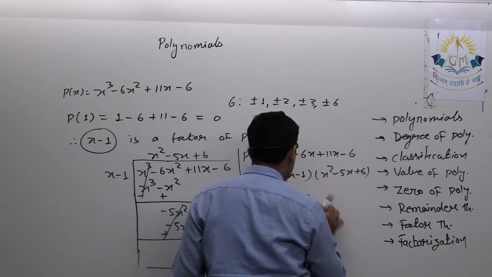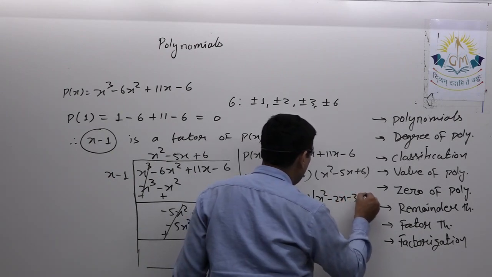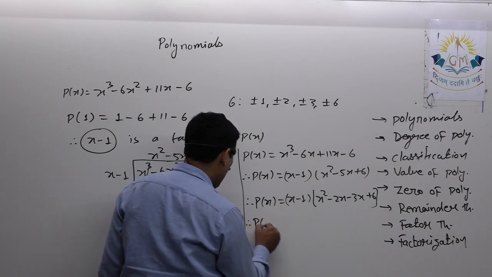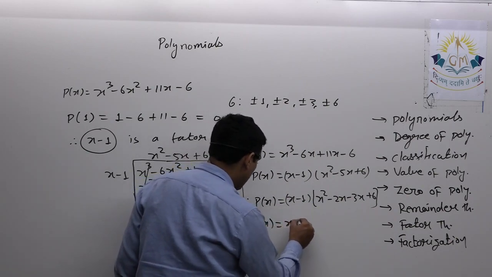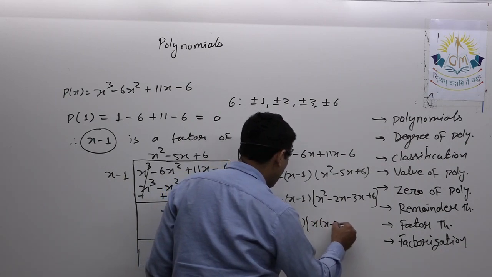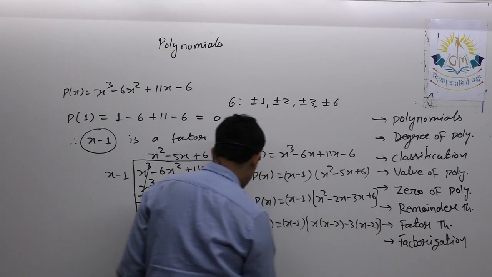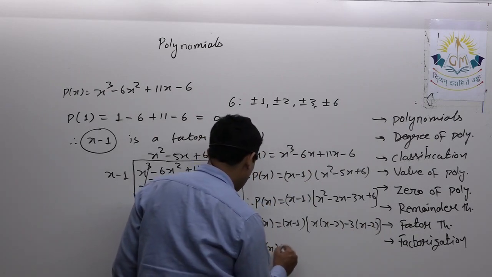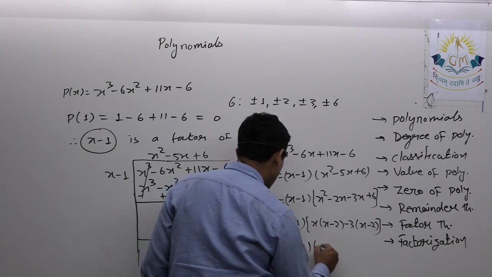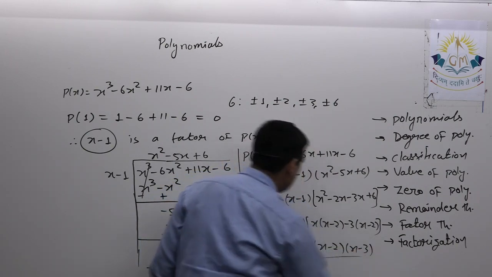So here I can say this is x square minus 2x minus 3x plus 6. So p(x) is equal to x minus 1. x is taken common, so x minus 2; minus 3 is taken common, so x minus 2. So here I'll get p(x) is equal to x minus 1, x minus 2, x minus 3. So these are the factors.